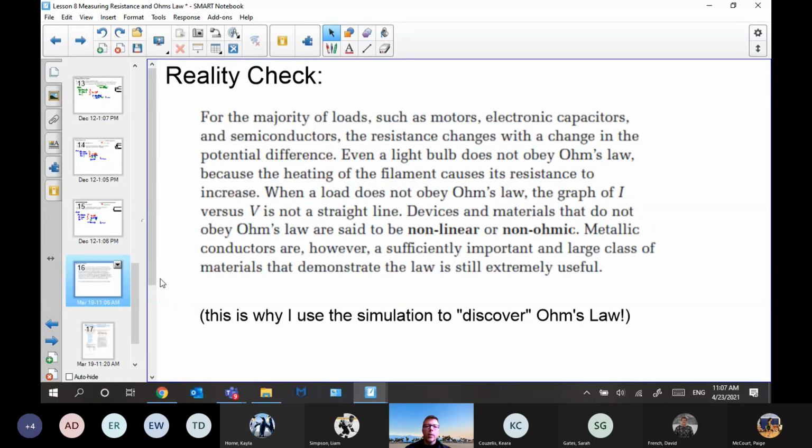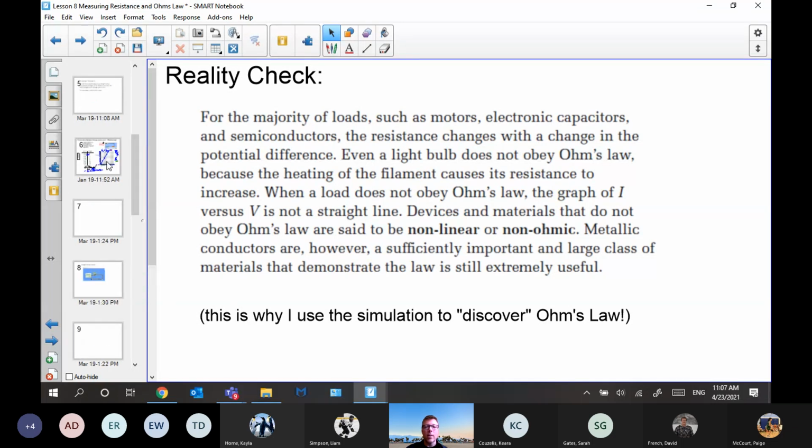The reality check to do with this, there's a brief question in the homework questions to do with this: for the majority of loads, motors, electronic capacitors, and so on, lots of things change as you apply voltage to them. Even a light bulb itself doesn't really obey Ohm's law. As things heat up, the resistance changes. And so lots of things are what they call non-ohmic if they don't obey Ohm's law perfectly.